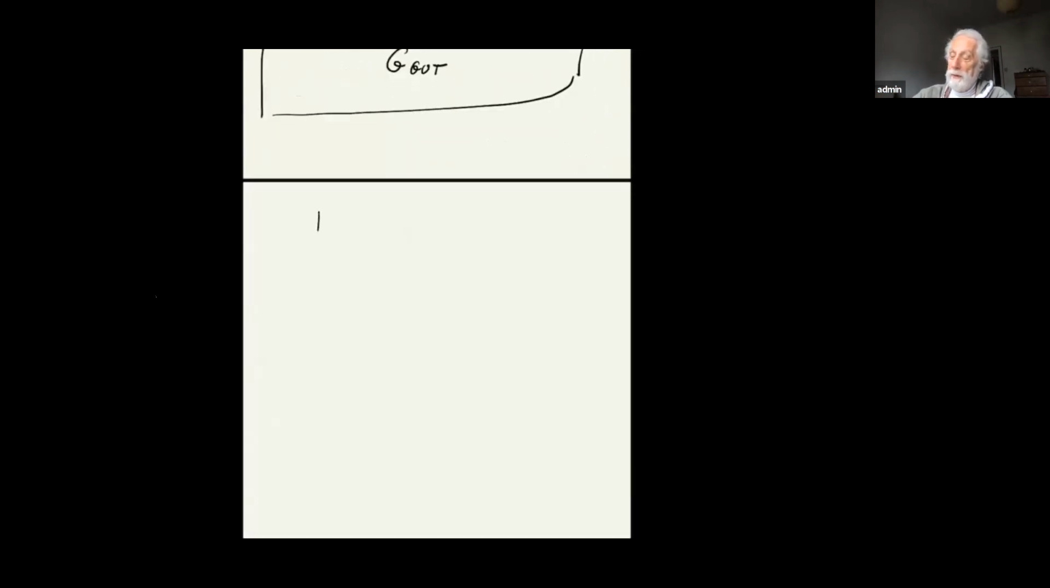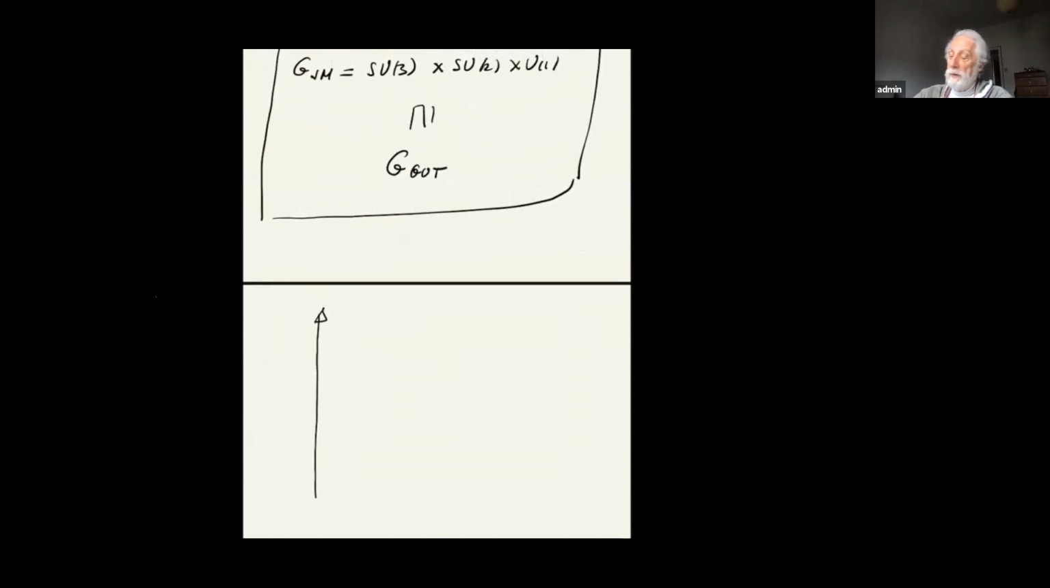What is the idea behind this? For example, that means that you want to unify SU2, these are non-abelian, and SU3 inside some gauge group G. Can you tell me what is the minimal gauge group that can unify SU2 and SU3? What is the minimal group?